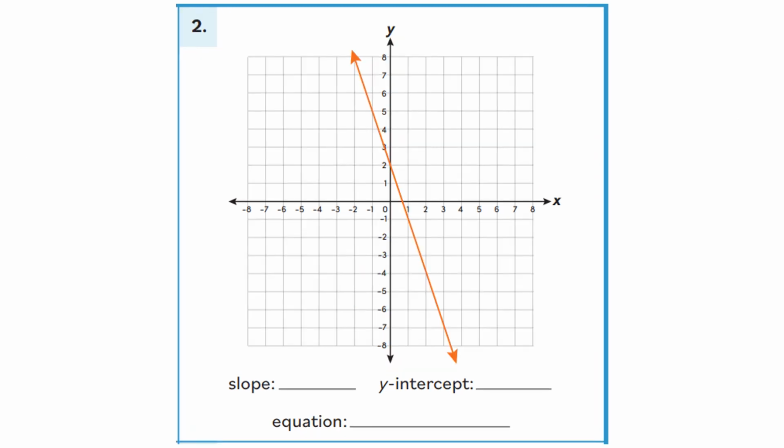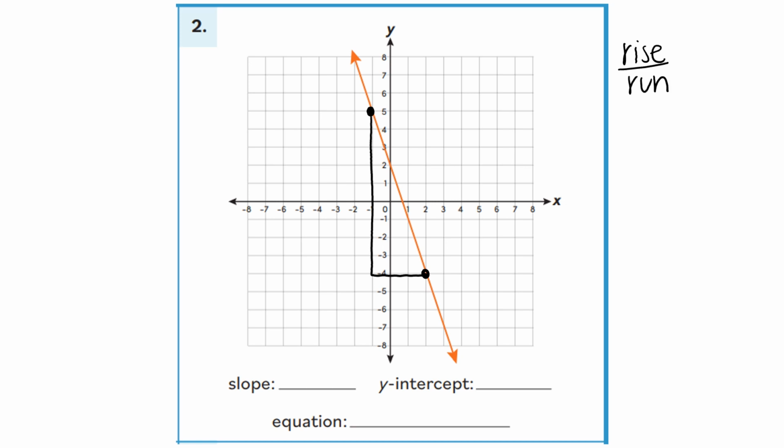For number two, we're going to start by plotting two points that we can read clearly. I'm going to use -1 and 5 and 2, -4. You could use any points on the graph as long as you can read them clearly. We connect our dots using our slope triangle with our fraction rise over run.